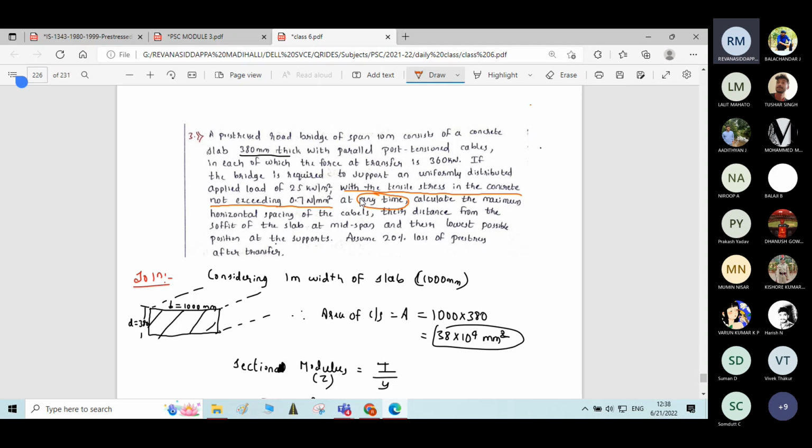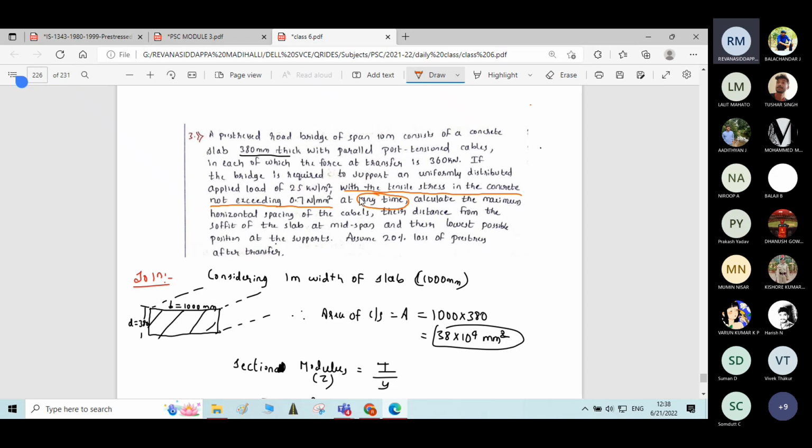There are two time constants for any PSC bridge, that is at transfer and at service load. The condition given here is the maximum tensile stress in concrete is 0.7 Newton per mm square at any time, whether it may be at transfer condition or it may be at service condition. Now we will utilize this condition.